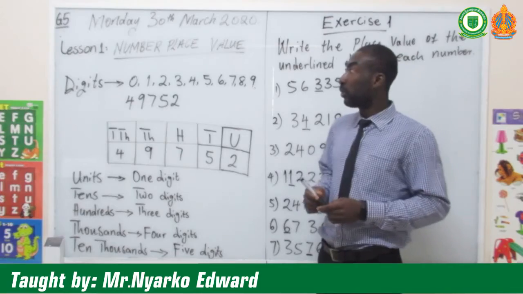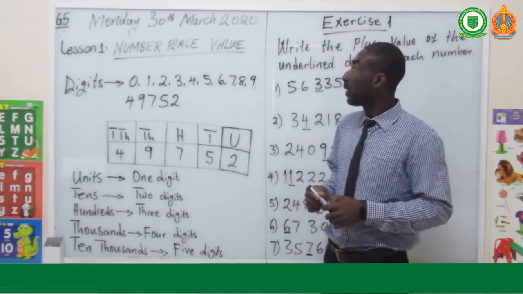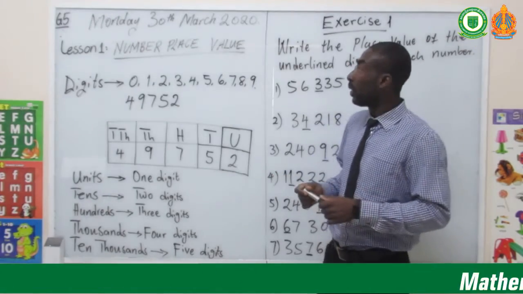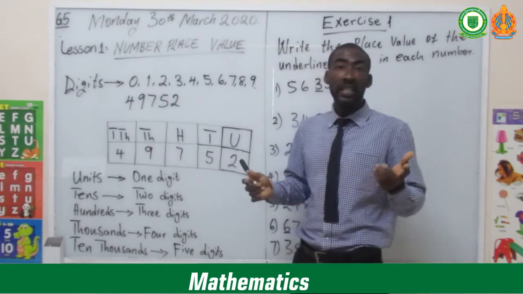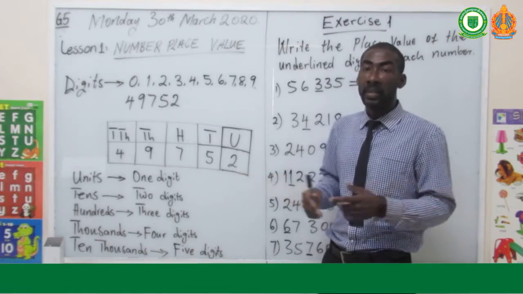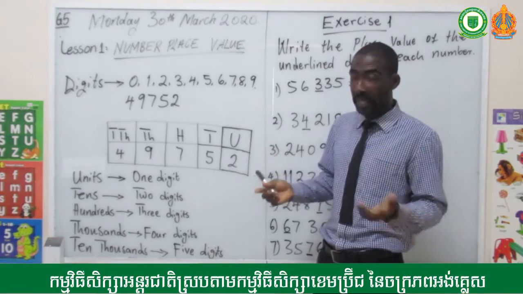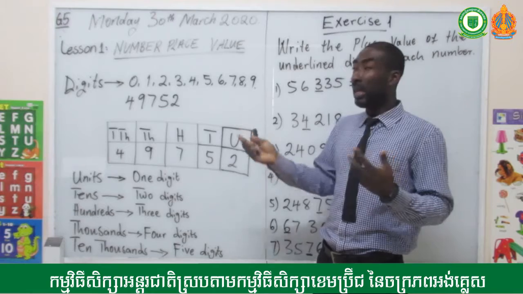Today we are going to continue our lesson and we are looking at number place value. We're going to look at how we identify individual digits within a big number, and the value that they make.